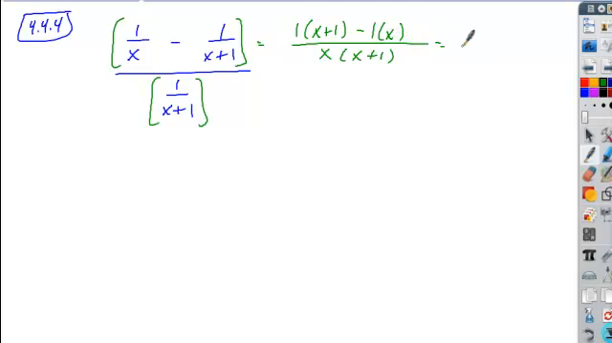So when I look to simplify this completely, distribute my 1 through, I get x plus 1 minus x. The x and minus x cancel, leaving just the 1 over x times the quantity x plus 1. So here is my numerator written as a single fraction. And I can disregard the plus sign as well.